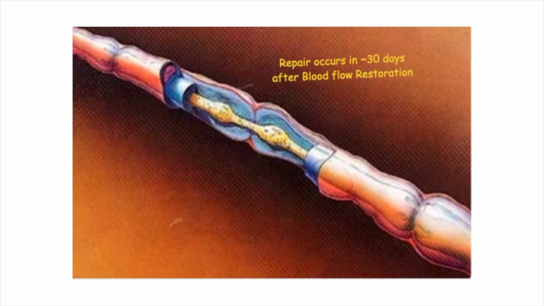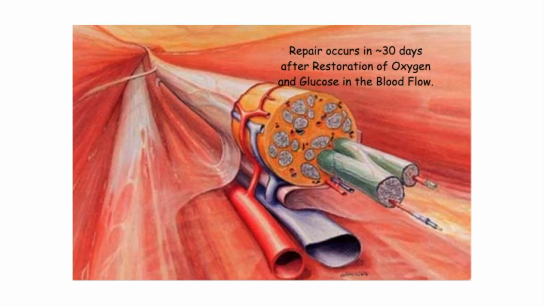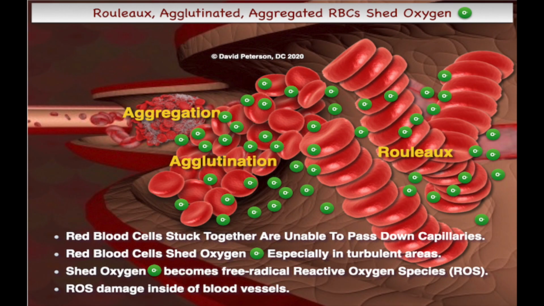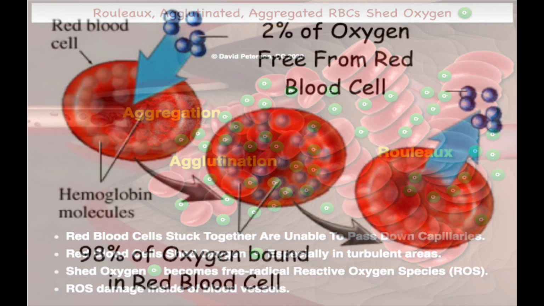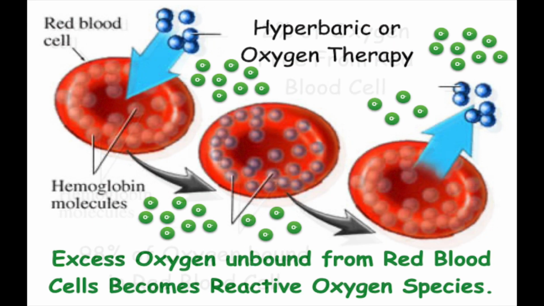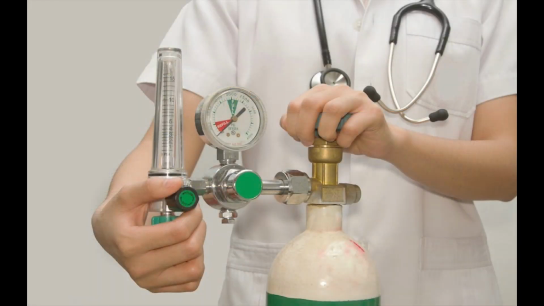Normal function occurs in approximately 30 days after the restoration of oxygen and glucose in the blood flow to the nerve. A cascade of events is associated with the re-establishment of blood supply in ischemic tissues, which restores oxygenation but also accelerates tissue necrosis through several mechanisms, such as the production of inflammatory reactive oxygen species. This brings into question the use of hyperbaric chambers or oxygen therapy.